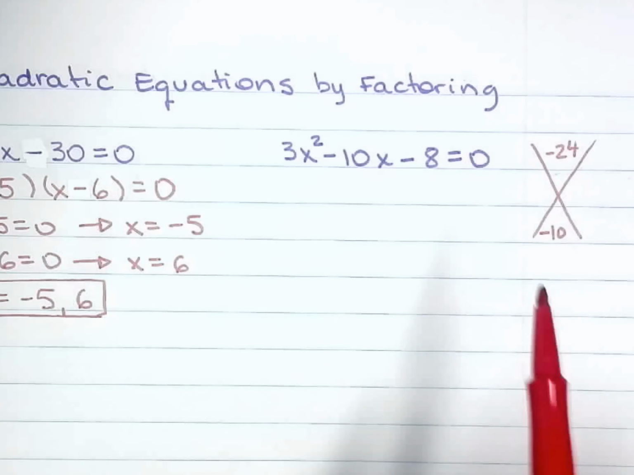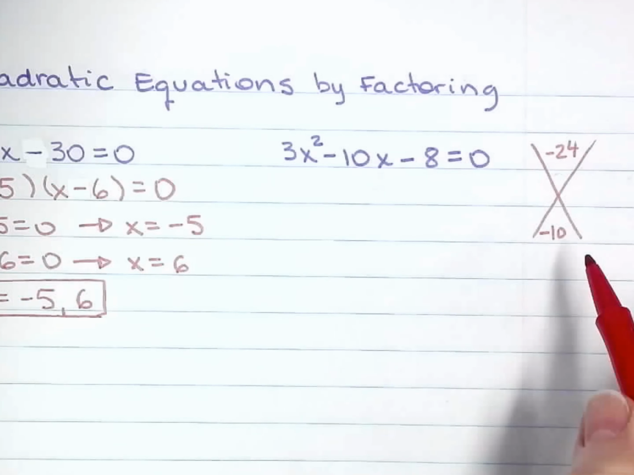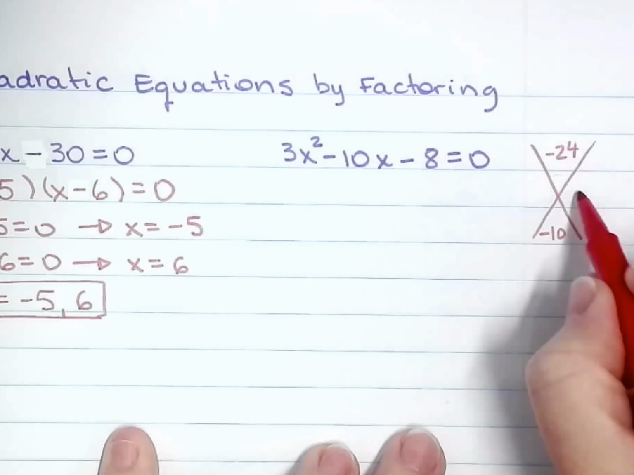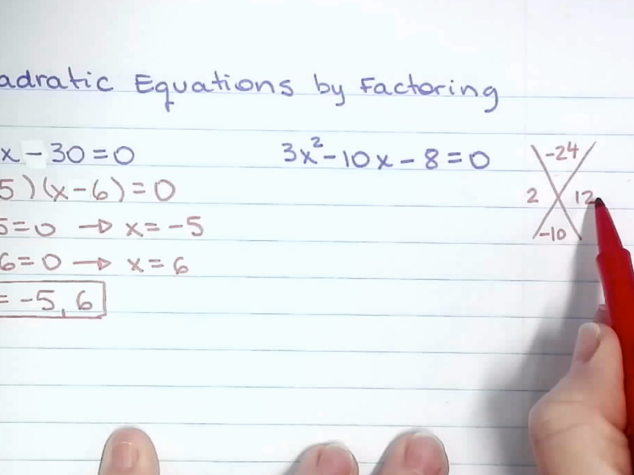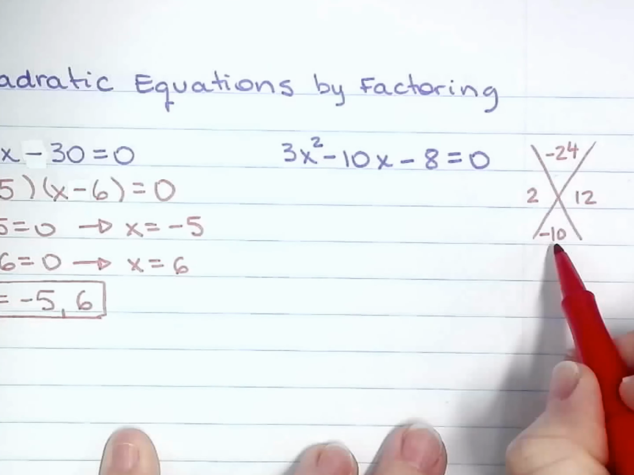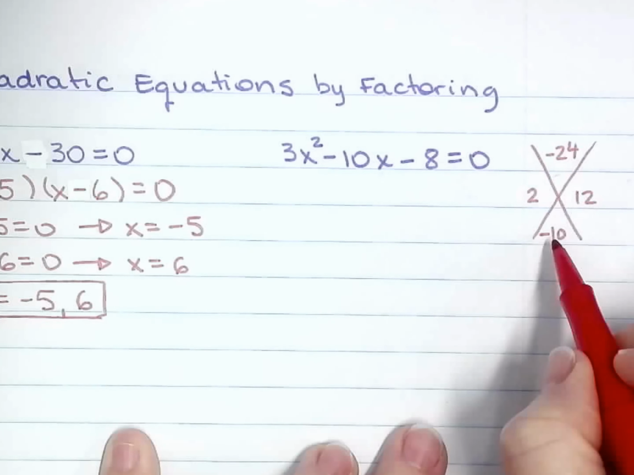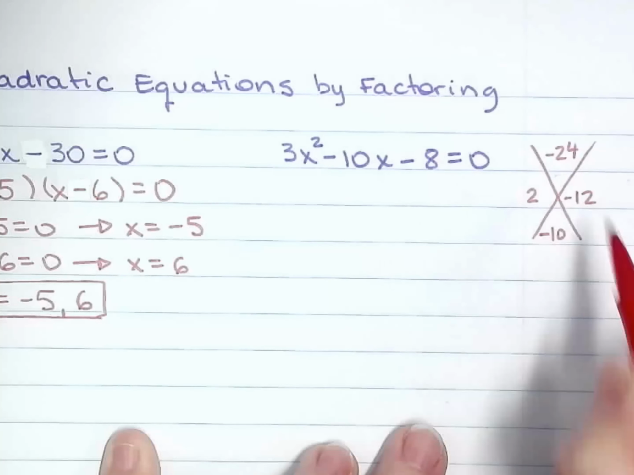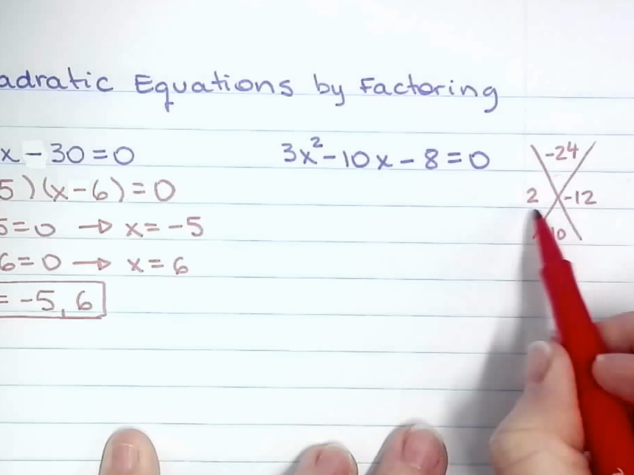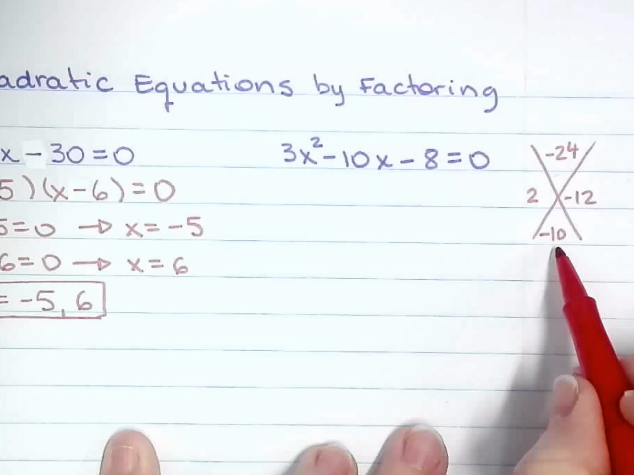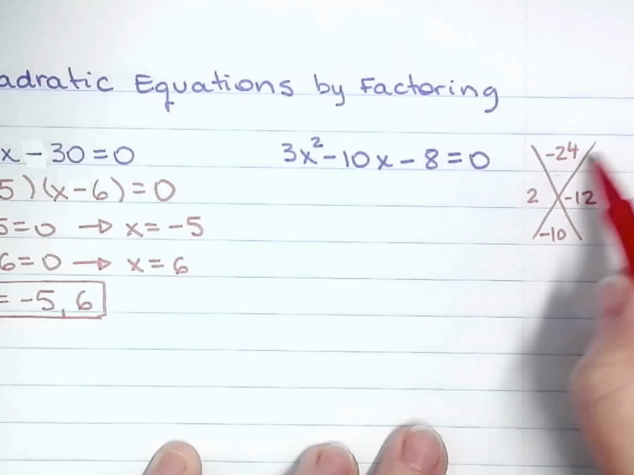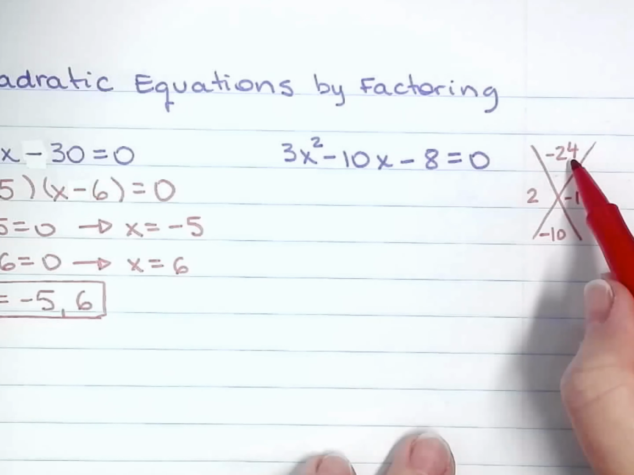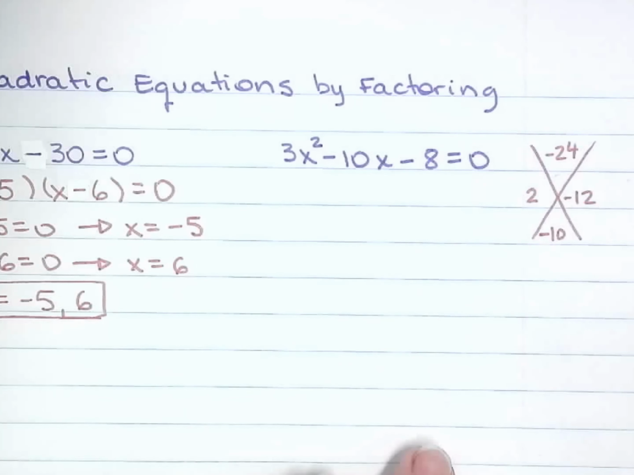So 10 and 12, 2 and 12, that should be it. So 2 times 12 is 24. Now you need to adjust the negative and the positive here. If I need negative 10, then negative 12 plus 2 will give you the negative 10 that you're looking for. Now negative 12 times 2 will give you the negative 24 that you're looking for as the product.